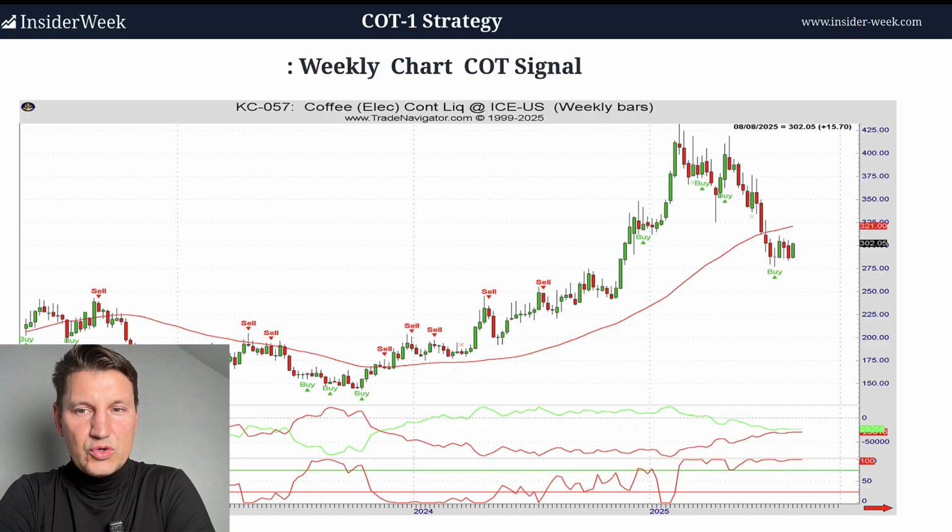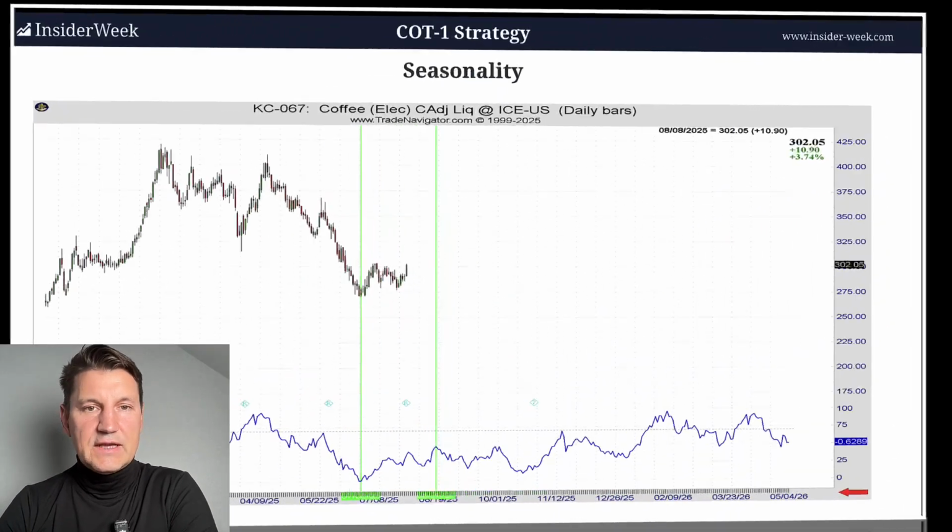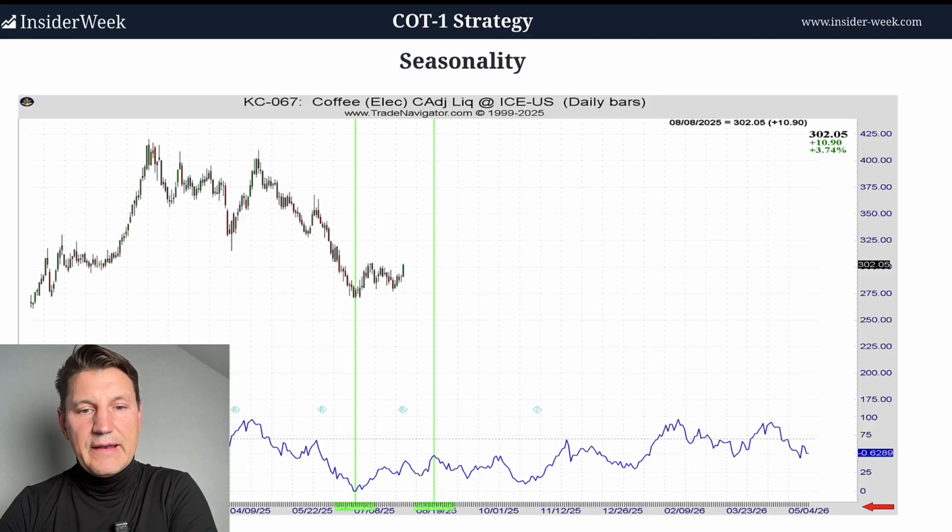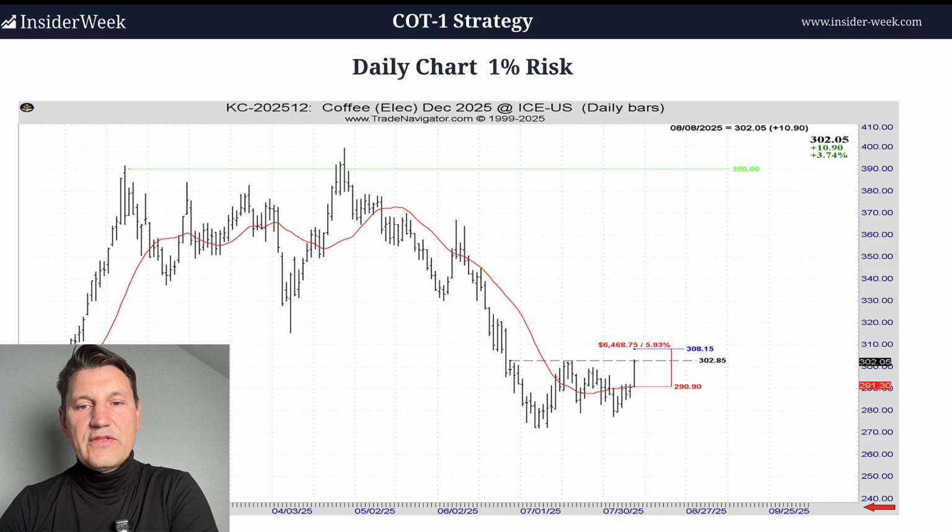Next, I want to show you a trading idea for the coming trading week. Here you can see the coffee weekly chart. I got a buy signal based on CFTC data. Second step is to analyze the seasonality. As you can see, the seasonality is in our favor. The next step is to find the entry pattern or entry point on the daily chart.